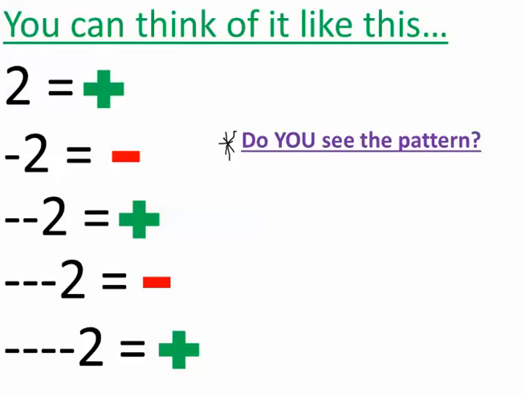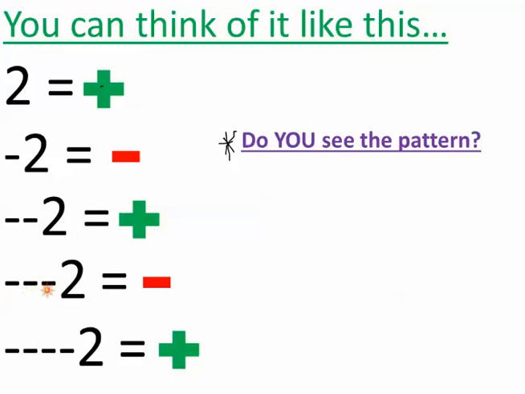And this is what I'm saying. Do you see a pattern? This is the positive negative thing I'm talking about. If I have just 2 sitting here, it's a positive 2. We don't have to put the positive in front of it. If I have negative 2 sitting here, that negative 2 is negative. If I have two negatives, it becomes positive.